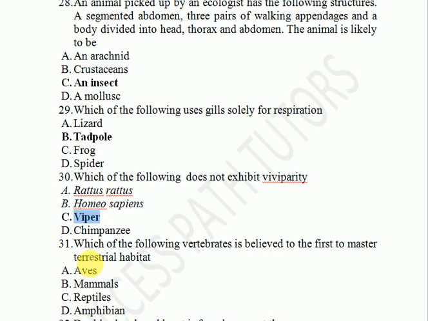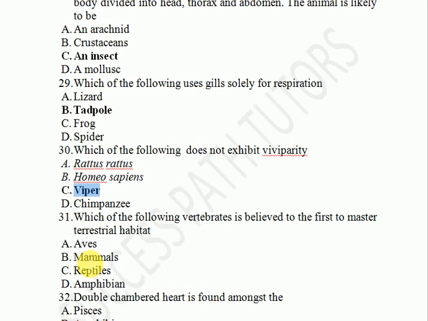All right. Which of the following vertebrates is believed to be the first to master terrestrial habitats? The answer to that question is reptiles. Now, let me arrange this for you in hierarchy from an evolutionary point of view. The first will be, okay, Pisces are not here, so the first will be amphibia, reptiles, aves, mammals. Amphibia was the first to come to the land, but they are not the first to master it. Why? Because they still shuttle between land and water.